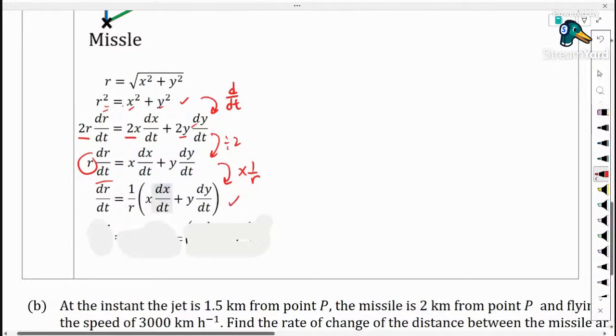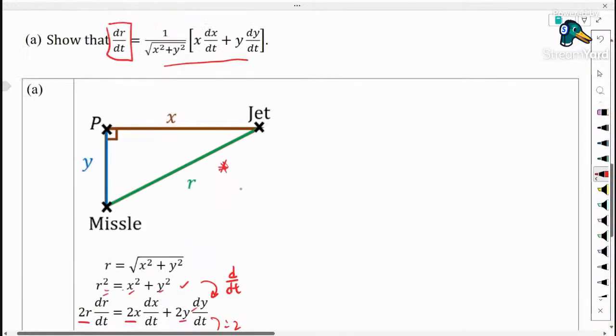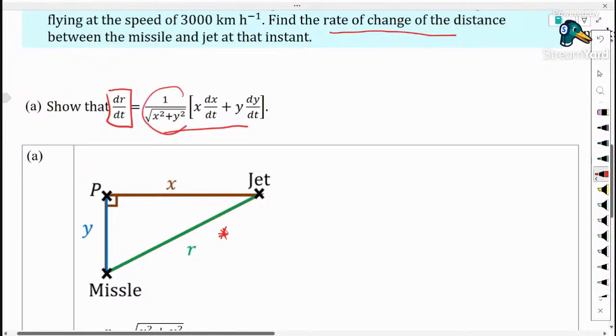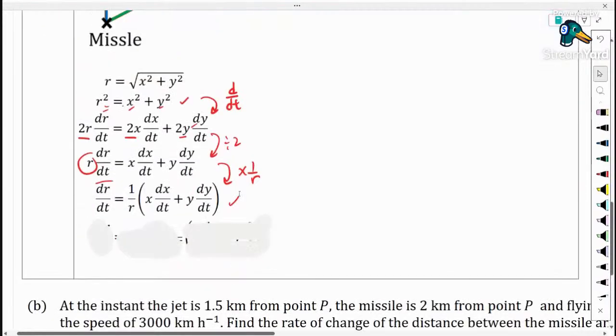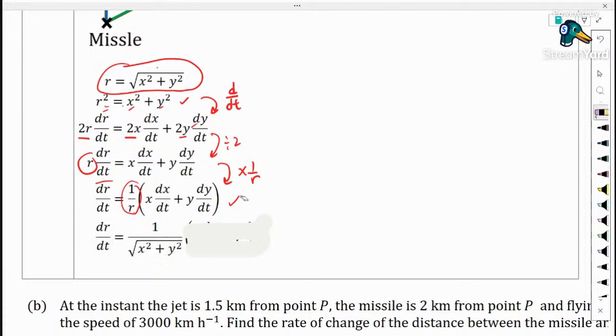Reaching up to here, if you compare with the answer that you want to achieve, the difference is this part here, which is still in 1 over r. If you realize the r here, we can substitute it to achieve the answer that we want to show. That's it. We have done the proving. Shown.